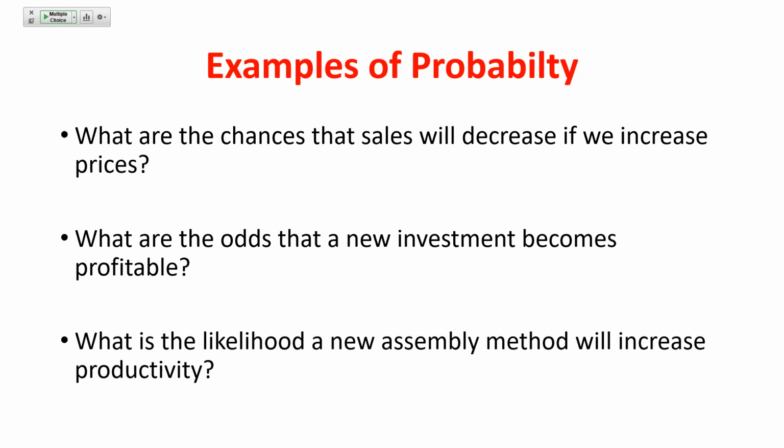Or that something happens? So all these things are referencing something that hasn't happened yet, right? What are the odds that in the future it becomes profitable? What are the chances sales decrease if we change price today? What's the likelihood that if we change the selling method, right? It's all future events, right? And so it's an uncertain outcome, right? We don't know what the outcome is going to be.